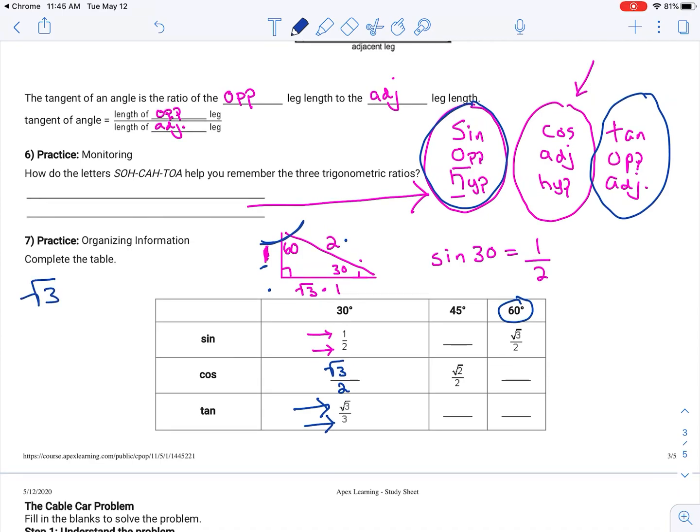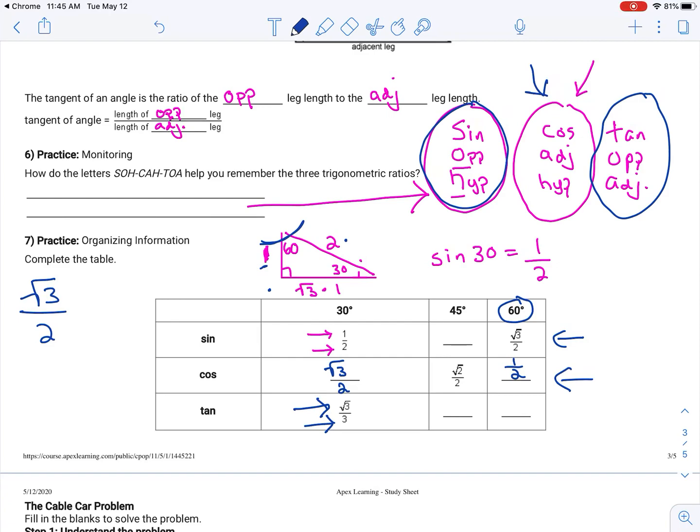Square root of 3 over the hypotenuse, which is 2. And that's how we got that. Now the cosine of 60. So I look up here, cosine is adjacent over hypotenuse. What's adjacent to my 60-degree angle? 1. And what's the hypotenuse? 2.